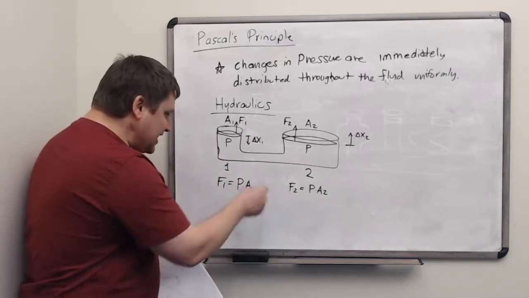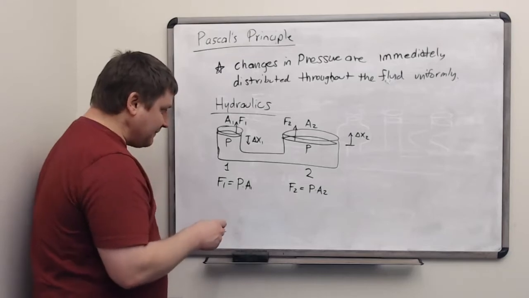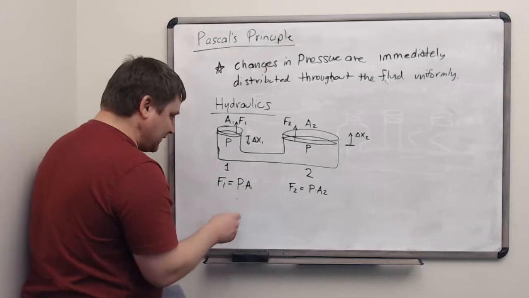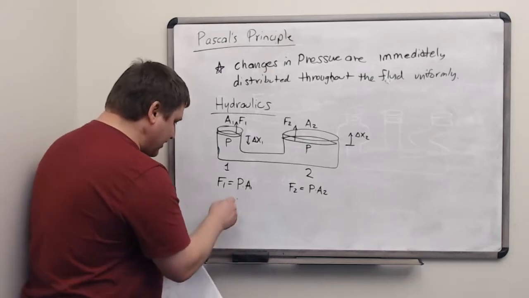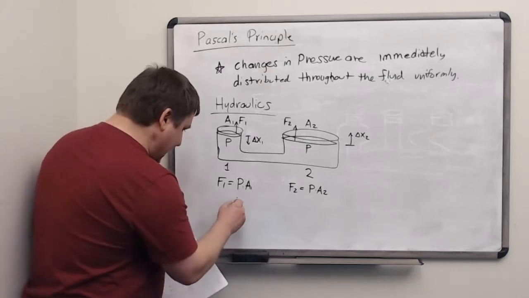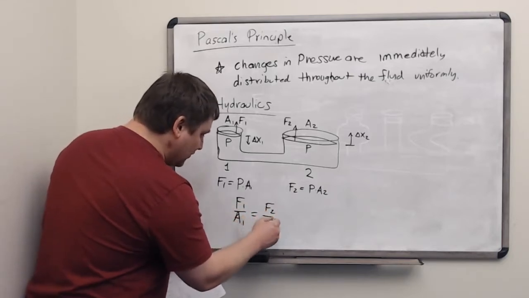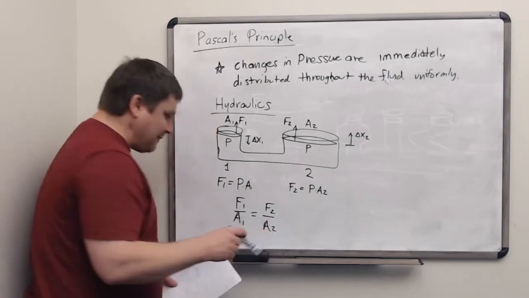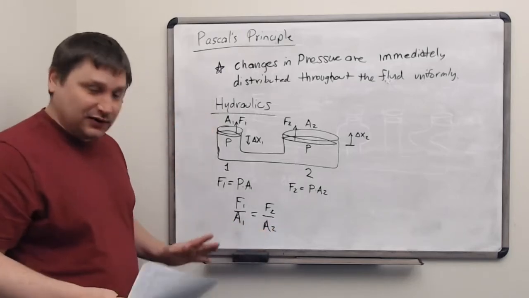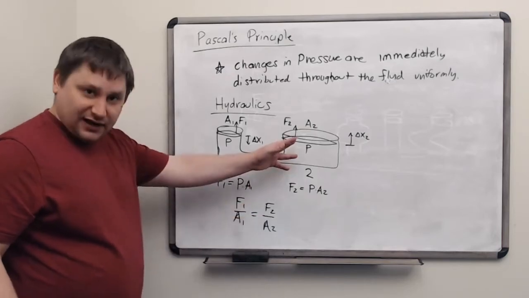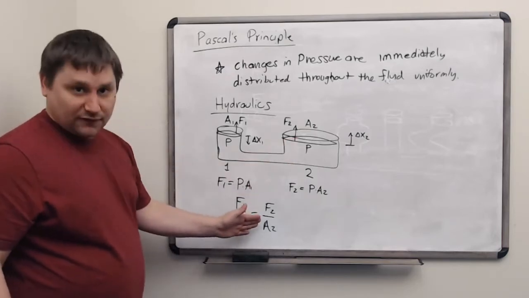So the fact of equal pressures here gives us some useful results. If I solve both of these equations for pressure and then equate the pressures to each other, I could say that F1 over A1 equals F2 over A2. So there's a common ratio here. The forces are not equal. In fact, we can see that the piston with a larger area will be producing more force.